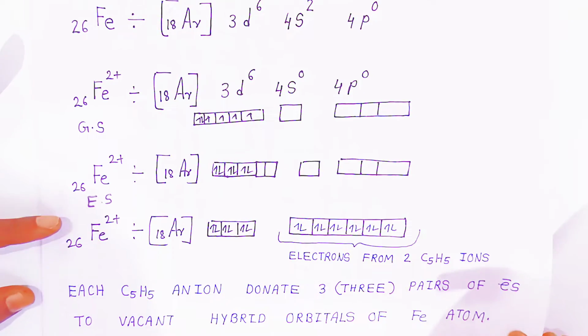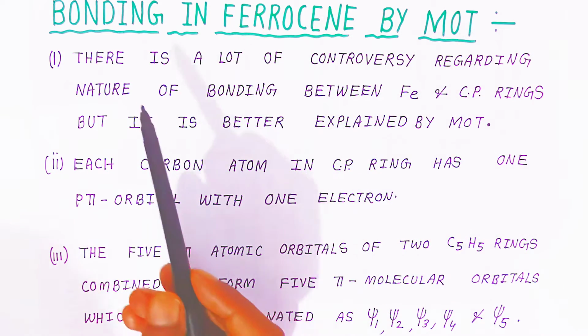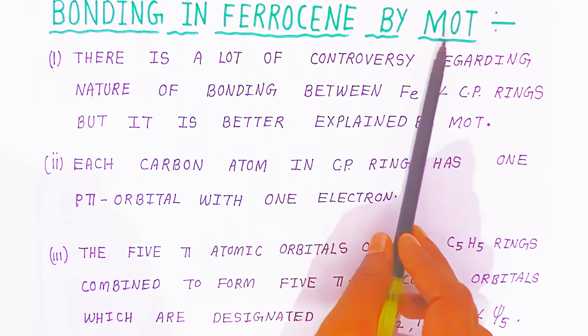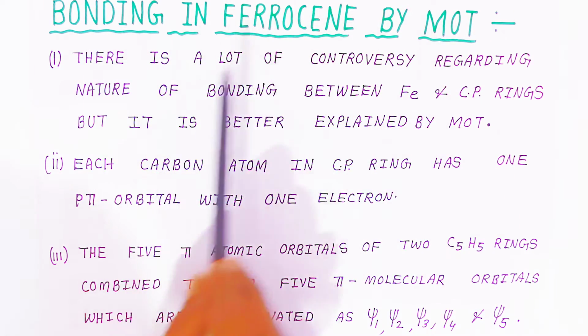Now we are going to see the bonding in ferrocene by MOT theory. Bonding in ferrocene by MOT theory. What is MOT theory? Molecular orbital theory. Now how the bonding is explained by molecular orbital theory, that we are going to see here.